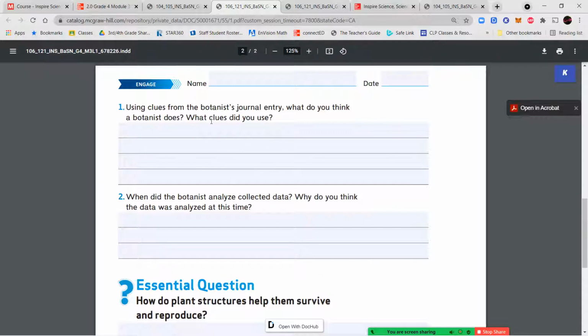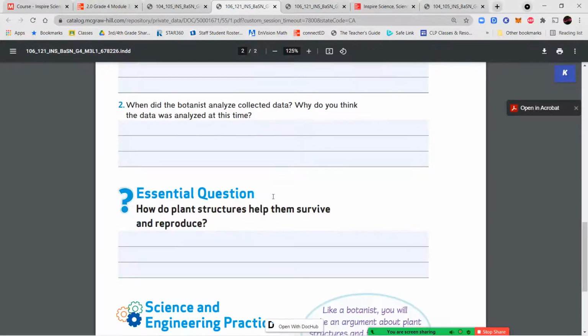So this is a 2-part question. Make sure you answer both parts using complete sentences. For number 2, when did the botanist analyze the collected data? Why do you think the data was analyzed at this time? So when they're analyzing something, they're looking at it really closely and they're trying to find patterns and meaning in the information that they collected. And data is just a way of saying information.